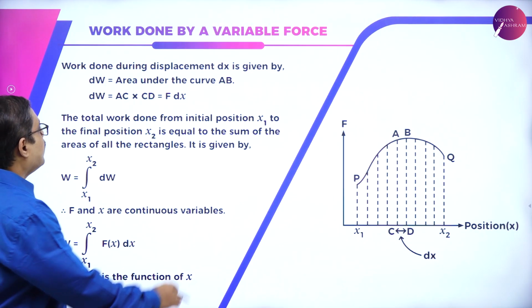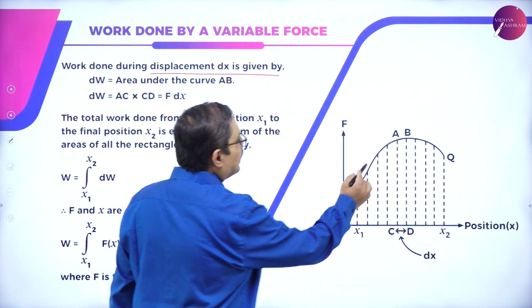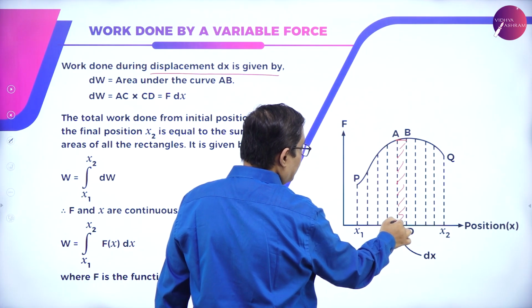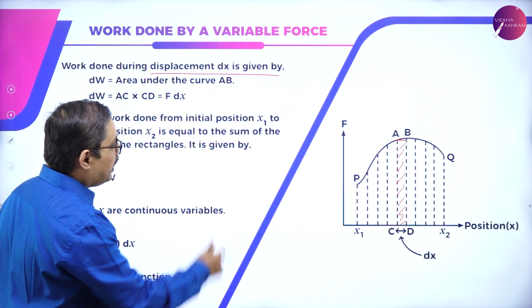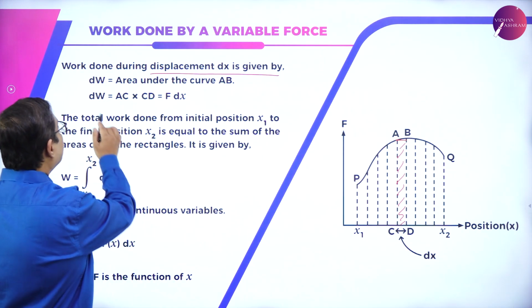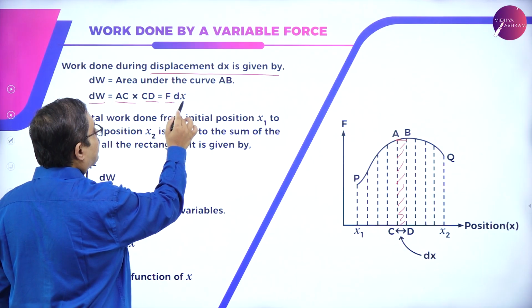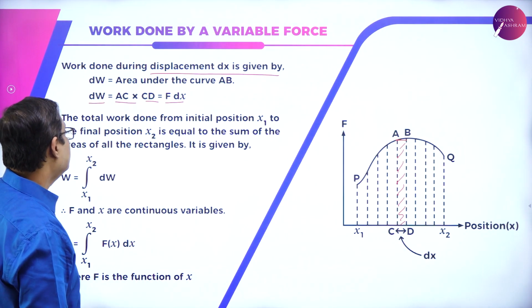Work done during this displacement dx is given by the area under that part of the curve. How do I do it? It is AC into CD. Small work done dW is given by AC into CD, or F into dx. Force into small change in displacement.